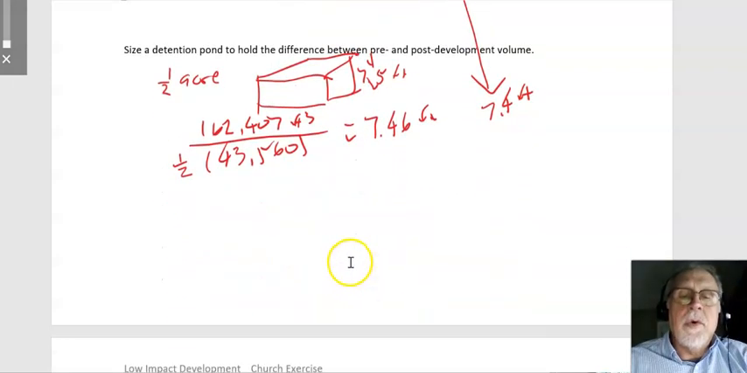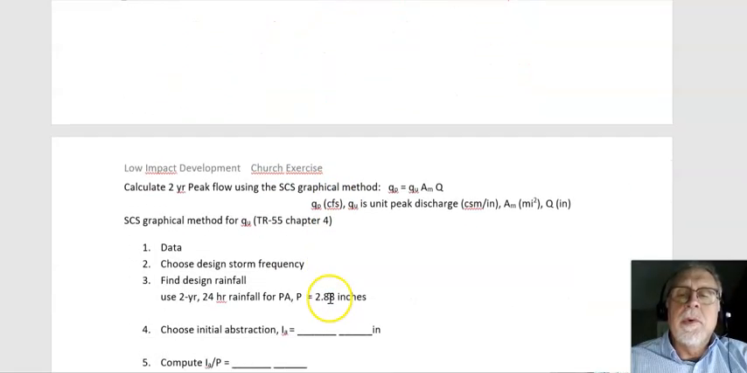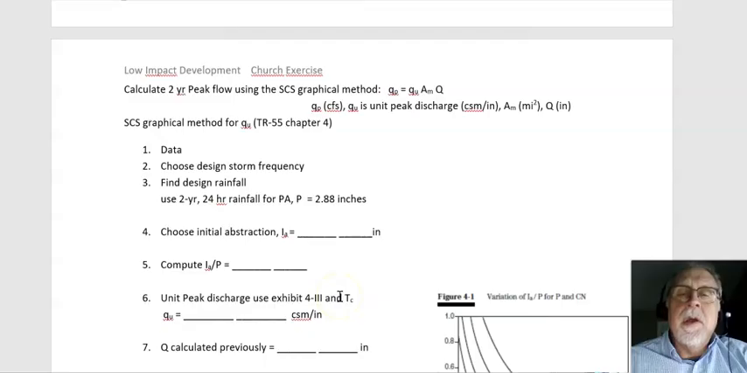So I have to do something with that water, but that's the volume calculation. The next thing we'll do is build on that, and we will calculate the rate of runoff a different way than the rational method. We'll use the SCS or NRCS graphical peak flow method, and we'll do that in the next video.